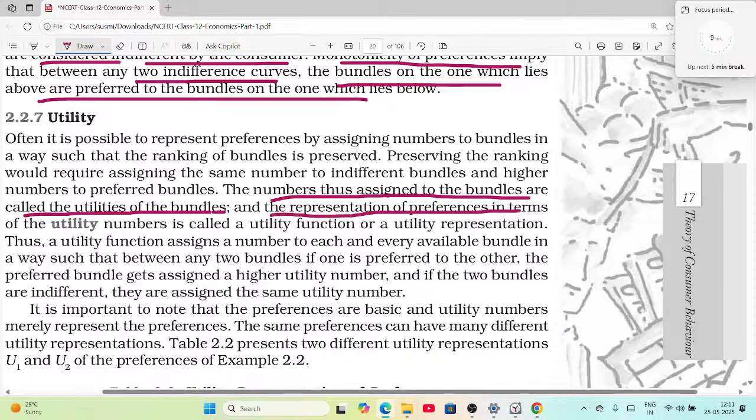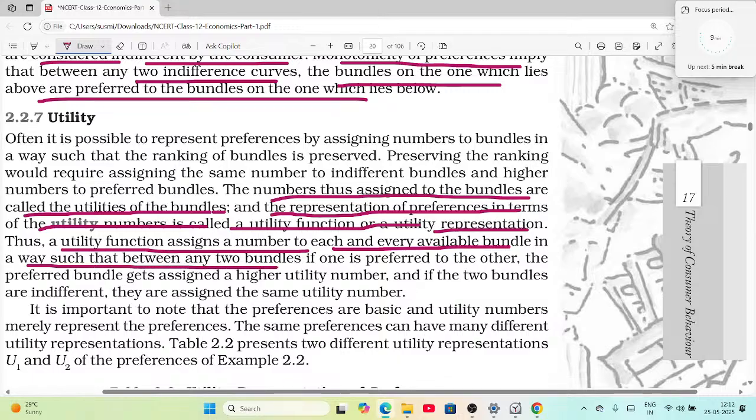The representation of preferences in terms of utility numbers is called a utility function or utility representation. Thus, a utility function assigns a number to each and every available bundle in a way such that between any two bundles, if one is preferred to the other, the preferred bundle gets assigned a higher utility number, and if the two bundles are indifferent, they are assigned the same utility number.